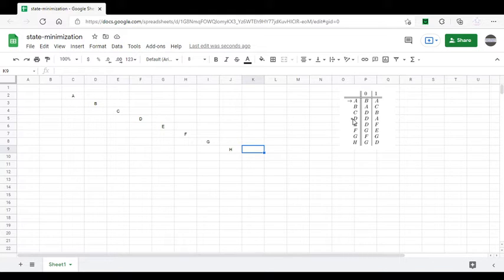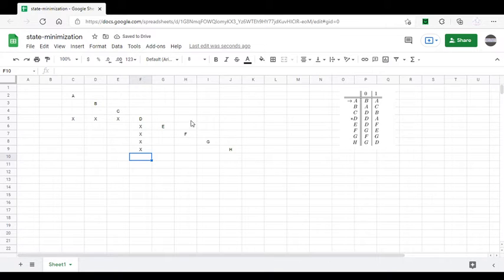Step two is I need to check. So D is a final state, right? Now, if you had C as a final state as well, then you'd have to do the same thing for C. But we only have one final state here, and that's D. So we need to put a check mark. I'm going to use X. We need to put a check mark in every pair that contains a D. So for example, this here is AD, BD, CD, ED, FD, GH.